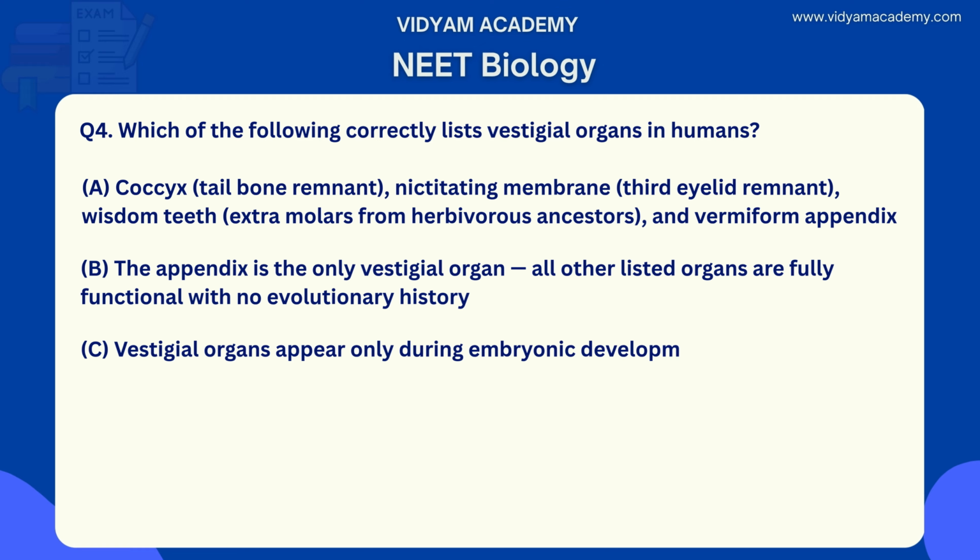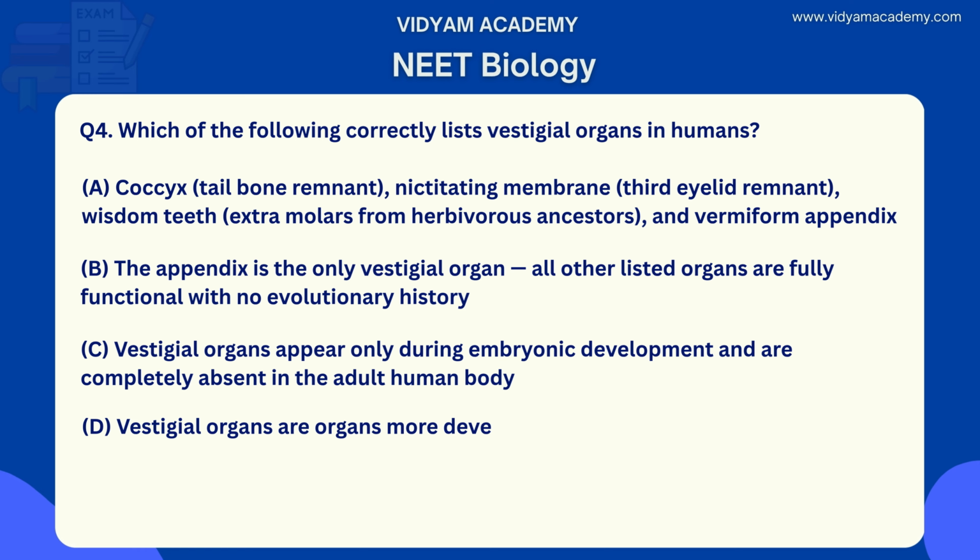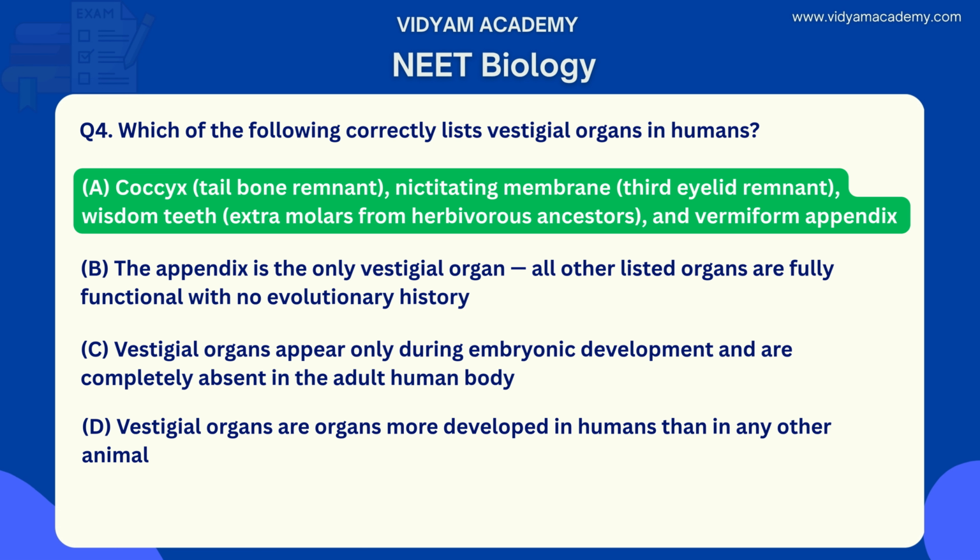Option C, vestigial organs appear only during embryonic development and are completely absent in the adult human body. Option D, vestigial organs are organs more developed in humans than in any other animal. So what is the right answer for this question? Would you guess? Let's check whether your guess is right or wrong. Option A is the right answer for this question.